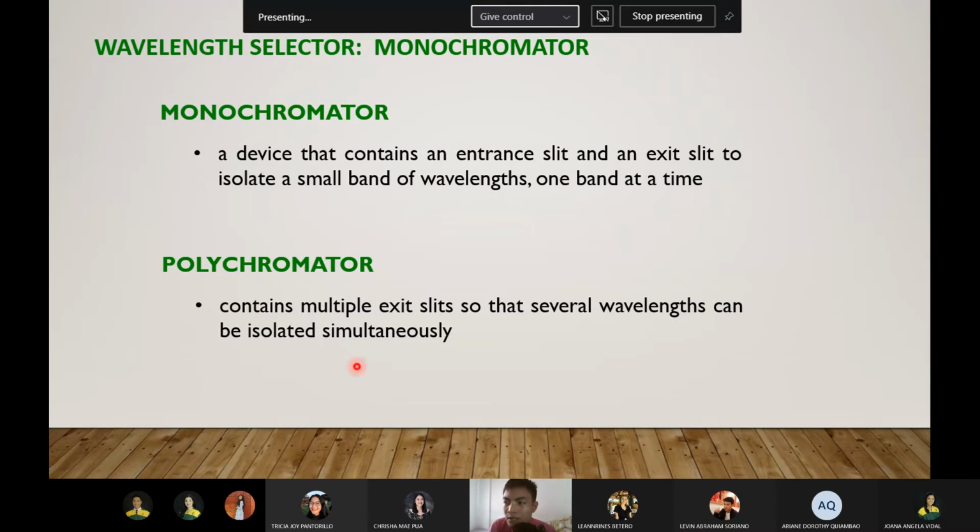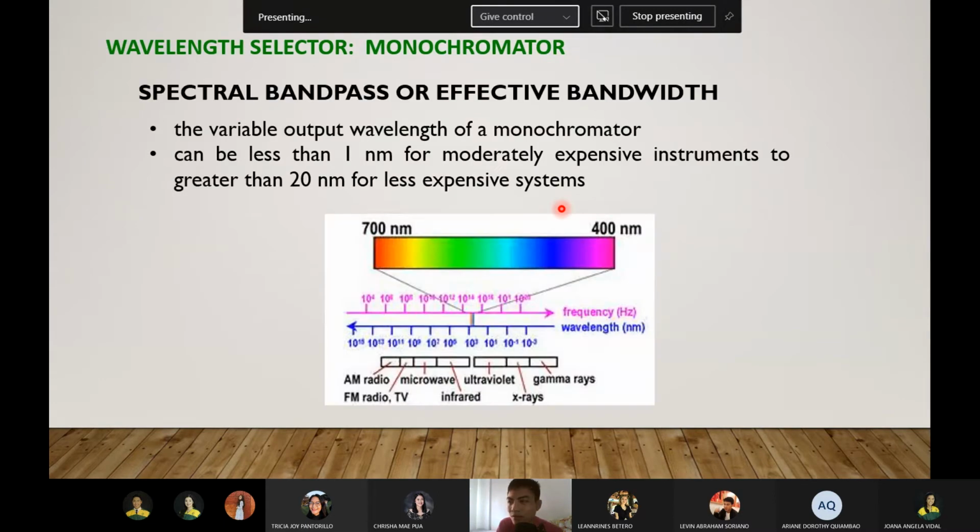Okay? For example, if you want multiple light wavelengths, you use the polychromator, but the commonly used one in instruments is called the monochromator. So from the spectrum of light, it will select only a single color. Okay? So how does this work? It works like a prism, no?